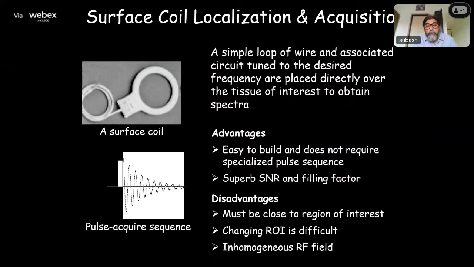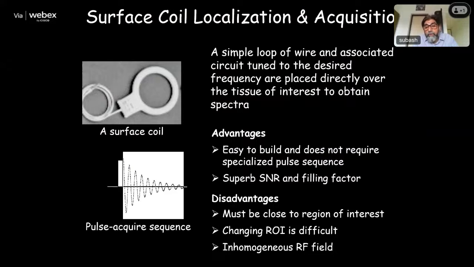The only problem with surface coils is, as I told you earlier also, they must be placed close to the region of interest. Then the signal reduces as you go away from the coil. But since you are measuring a spectrum, it doesn't matter. You are not measuring signal from a very selected area; you are measuring signal from the whole of the muscle. So it doesn't matter even if you are not selecting a signal from a particular area.